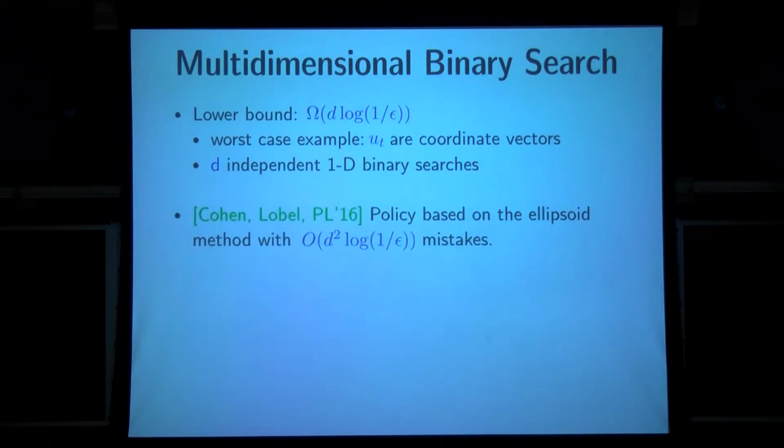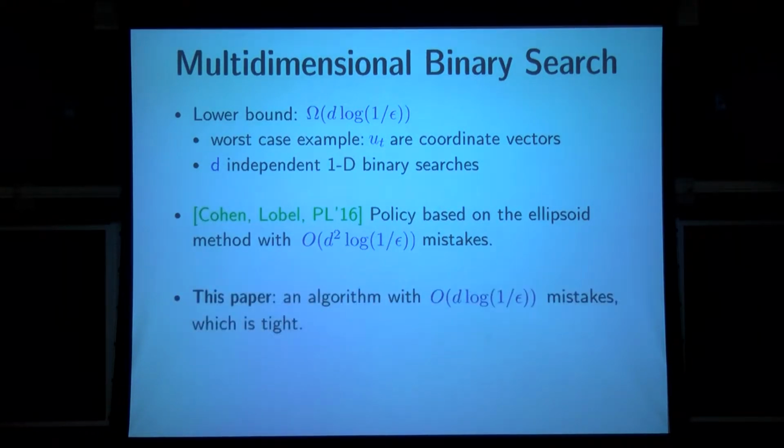Last year in EC, Ilan, Maxime Cohen and I had this paper about the pricing problem, where the main component was actually solving this binary search problem. And we gave a d square log 1 over epsilon mistakes bound. And what we do in this paper is that we make it tight. We remove this square. What I thought was interesting is the way that you remove the square, so let me tell you how that's made.